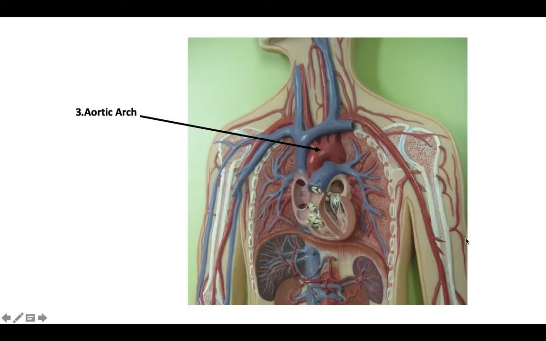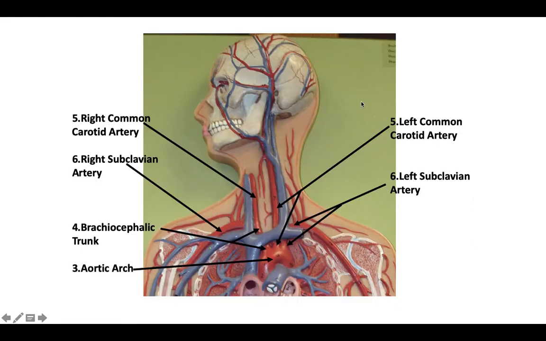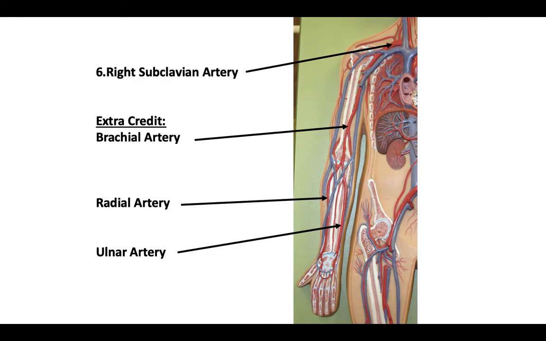Here's just another picture of that aortic arch. You can really see those arms. So you can see the left subclavian, the right subclavian, and the two carotids. So make sure you go over that. Going down the arm, we're on the right side of the arm. Can you see how the right subclavian then goes into that right arm?